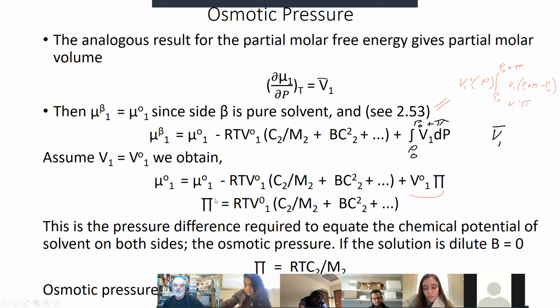And if we rearrange and we make the assumption that the chemical potential is not that different under dilute conditions from pure solvent, then we can bring this to the other side. We can get rid of this sign and equate them. And we end up with this equality, where the osmotic pressure is equal to RT.